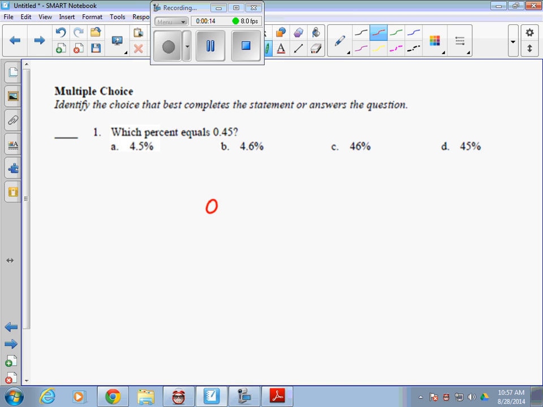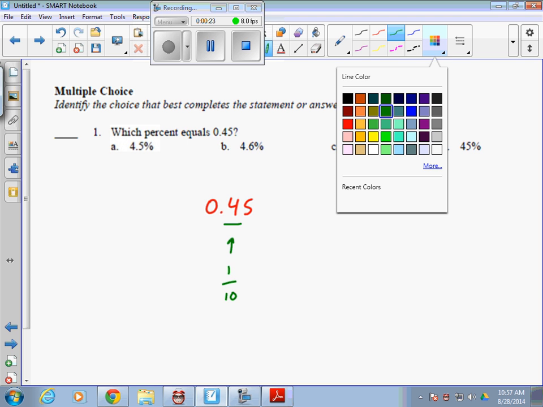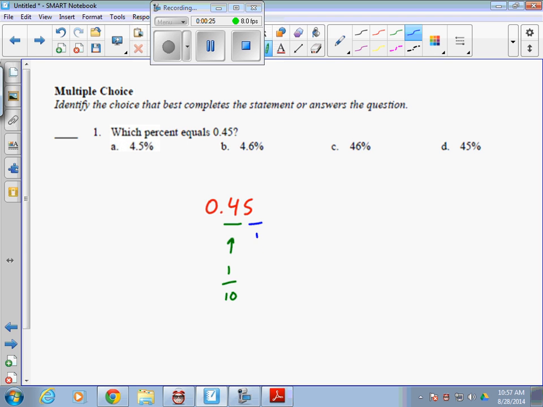Your decimal spots, or the digits after the decimal, that's the tenths spot right there. The tenths place. This is the hundredths place, 100. So that says 45 per hundred right there. So that's already 45 per hundred, which means percent. 45 per hundred or 45%. So D for that one.